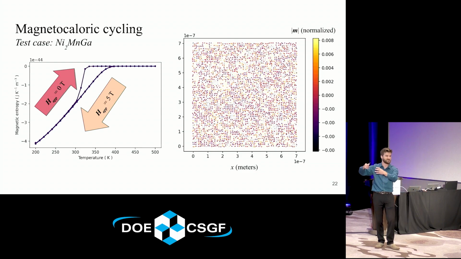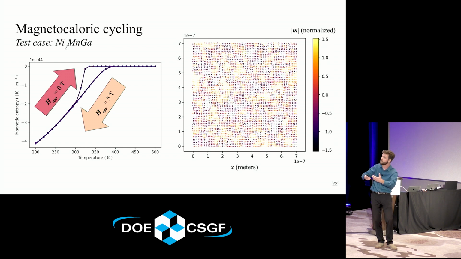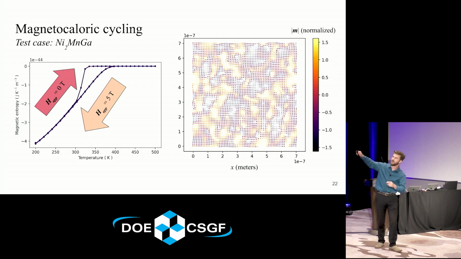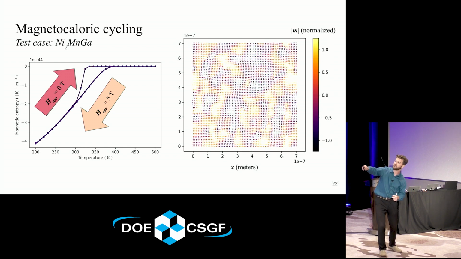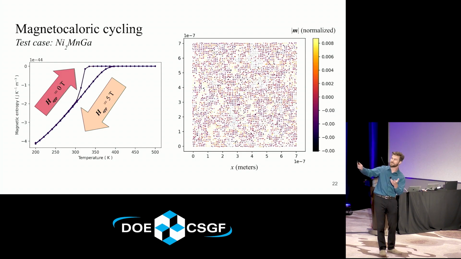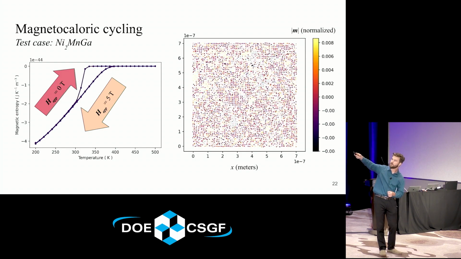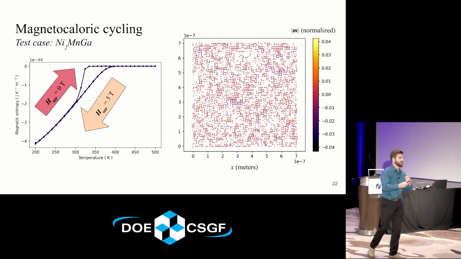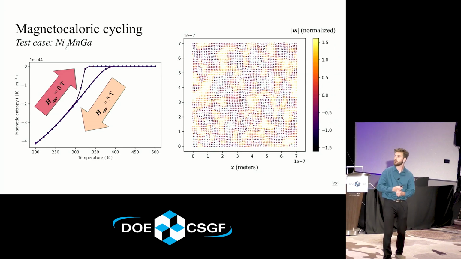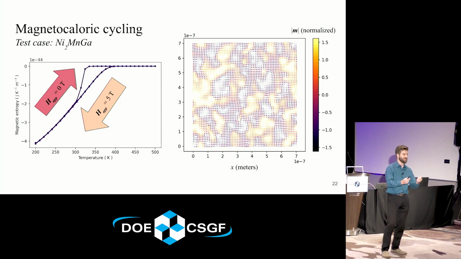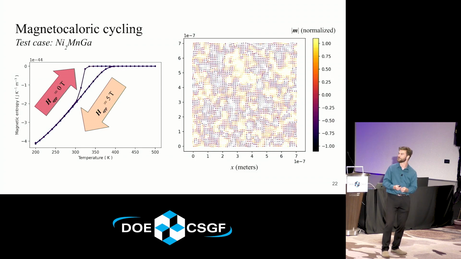Again, using this semi-implicit spectral solver, we look at the dynamics, and we can cycle under applied field and temperature, where the area between those two curves is indicative of the cooling power for a magnetocaloric device, so for a magnetic refrigerator, getting back to that application.